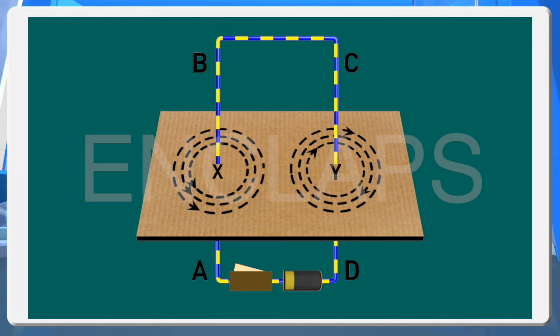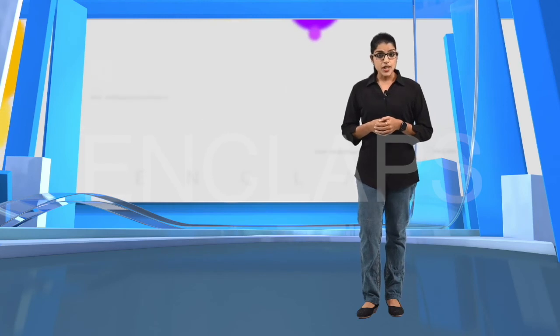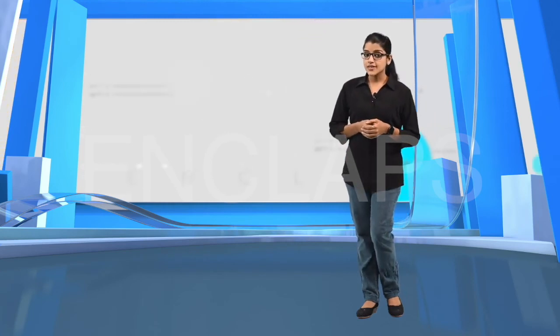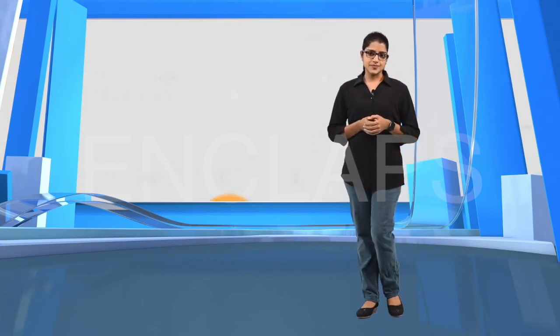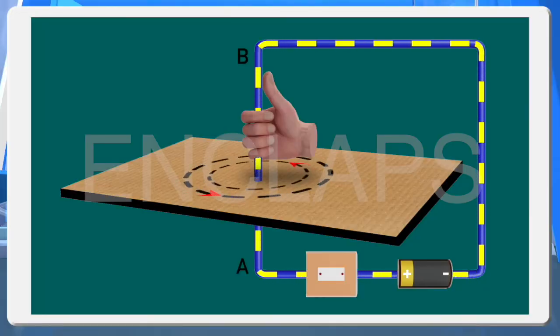We can see that around the point X, magnetic field lines are in the anti-clockwise or counterclockwise direction. Similarly, the magnetic field lines around the point Y are in the clockwise direction. There is an easy way to know the direction of magnetic field around a conductor. Here, the current flows from A to B.